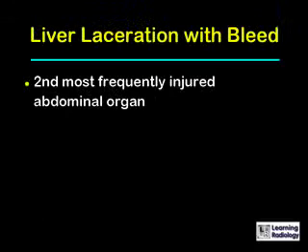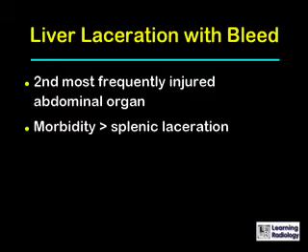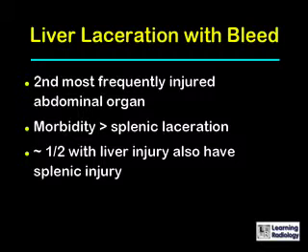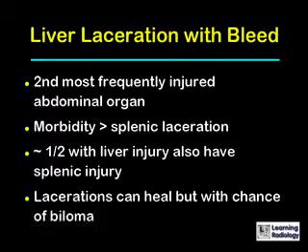liver. The liver is the second most frequently injured abdominal organ. Its morbidity is usually greater than splenic lacerations. About a half of those with liver injuries will also have splenic injuries, and while lacerations can be treated medically, there is a chance of a hematoma forming, and with active bleeding, as in this case, surgical intervention would be necessary.